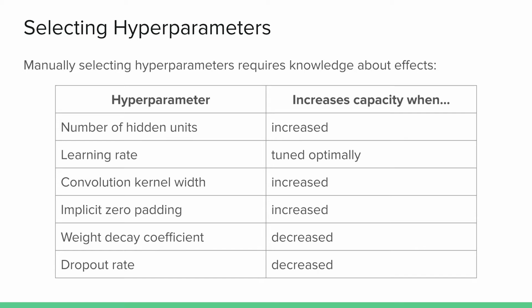And one more hyperparameter that we're talking about here is the dropout rate. That's also one way of regularizing your network, using something called dropout, where you randomly deactivate certain neurons. And if you increase the number of neurons that you're disconnecting temporarily, you're also decreasing the capacity.